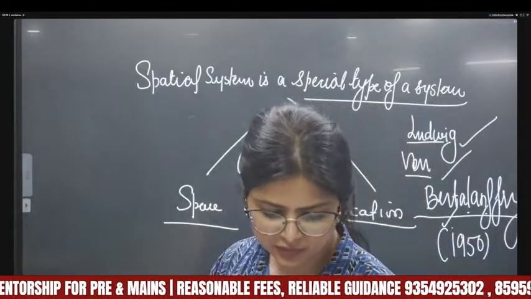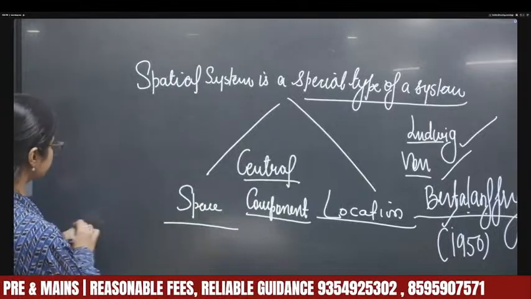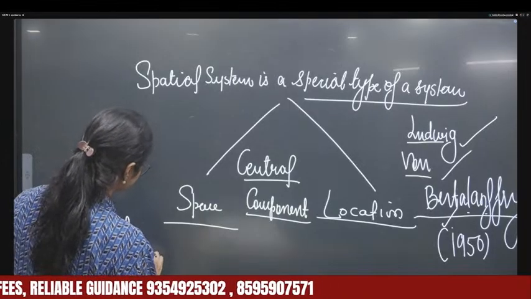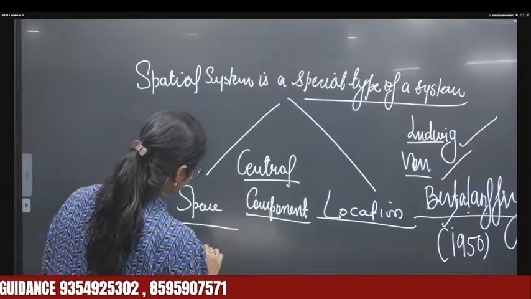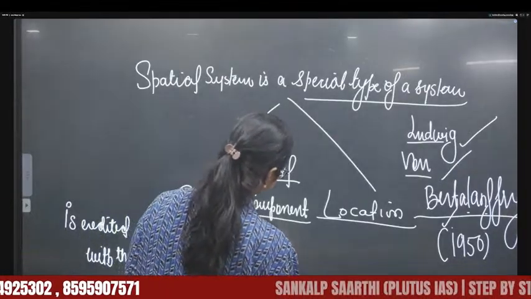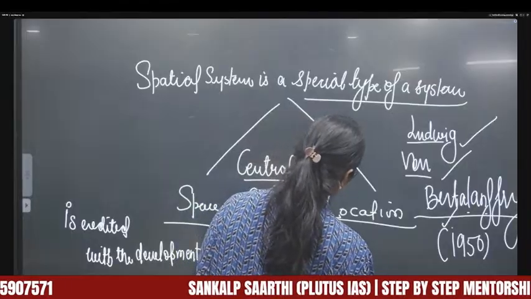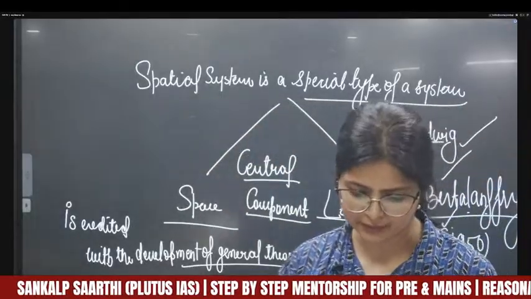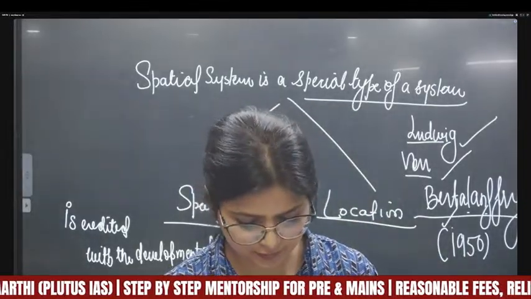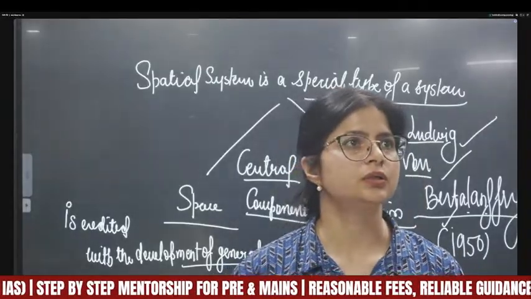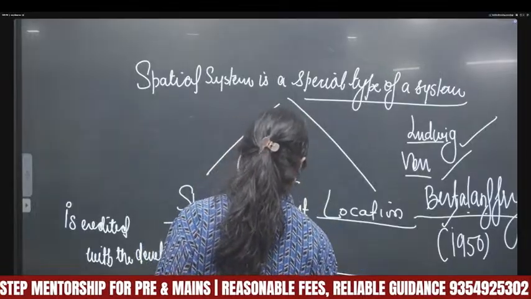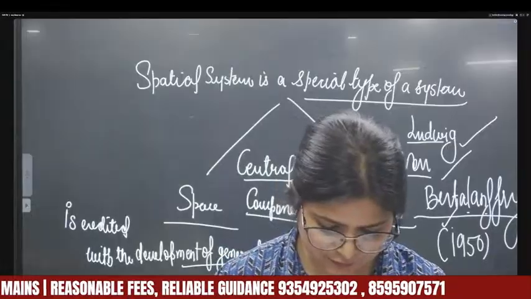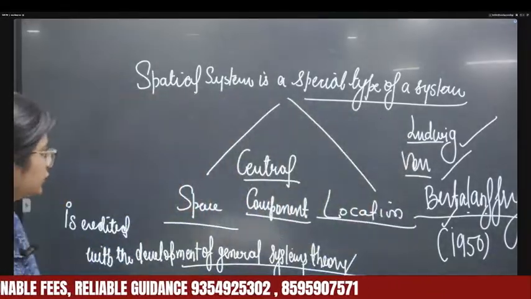In 1950, is credited with the development of general systems theory. Please underline this. Kindly underline this. Ludwig von Bertalanffy in 1950 is credited with the development of general systems theory. General systems theory. Full stop. It aims to provide theoretical properties.